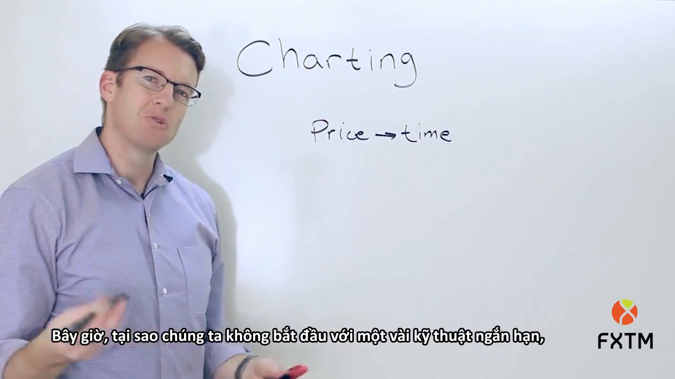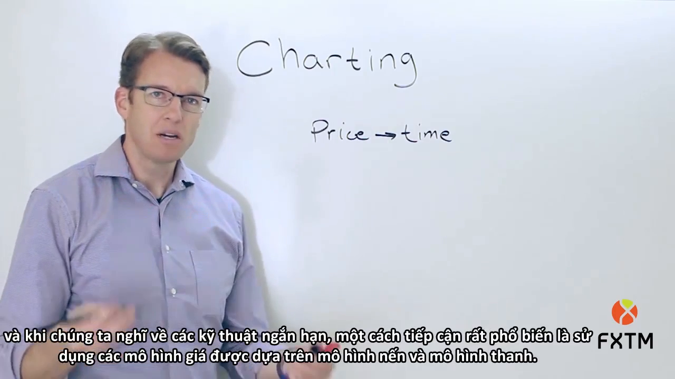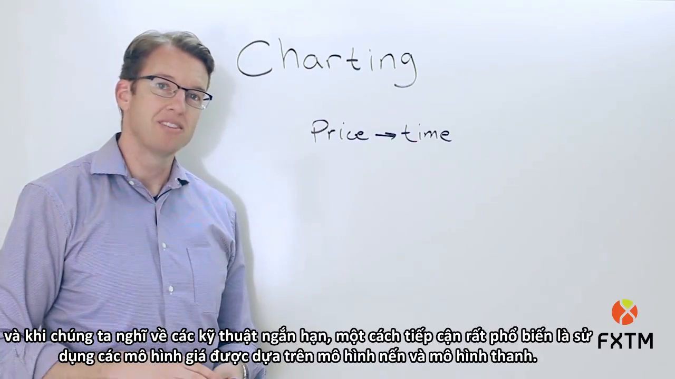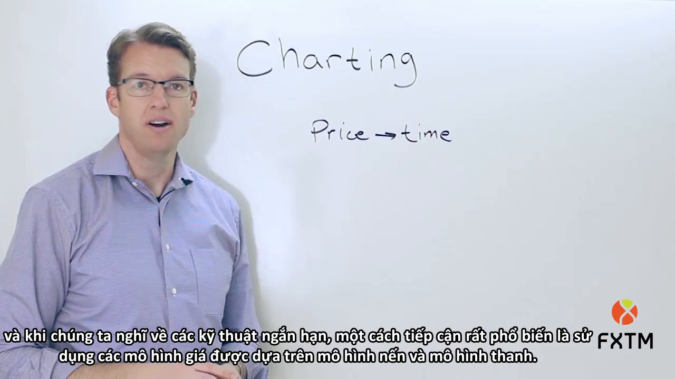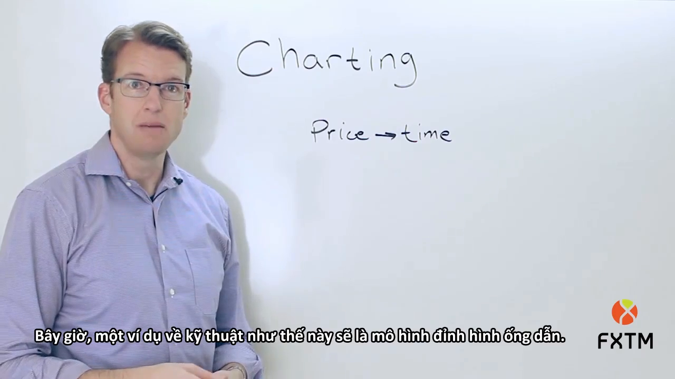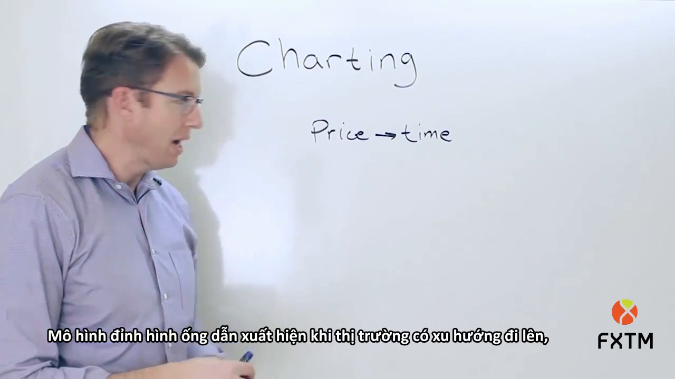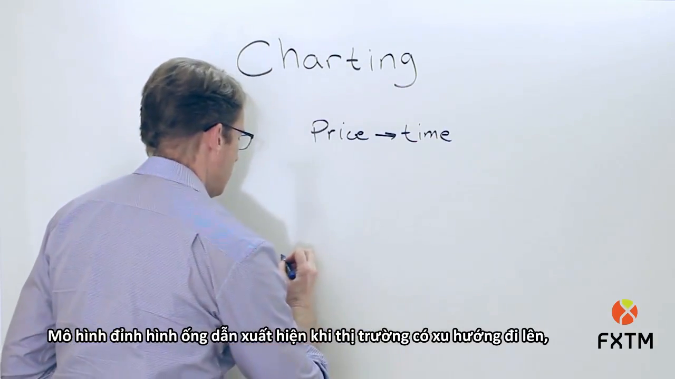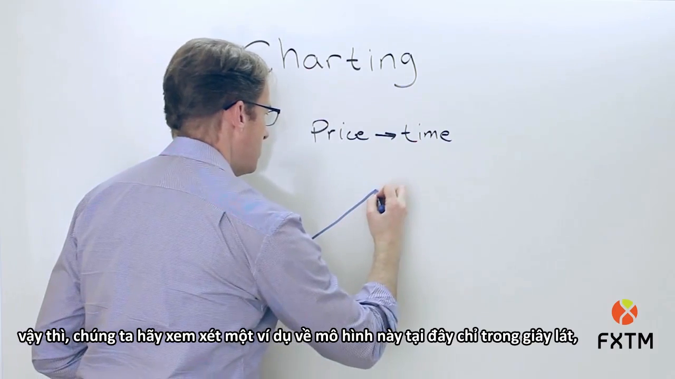Why don't we start with some short-term techniques? When we think about short-term techniques, a very common way to approach this is with price patterns that are based on candlesticks or bars. An example of a technique like this would be pipe tops. A pipe top appears when the market has been trending higher. We'll look at an example of this in just a second.